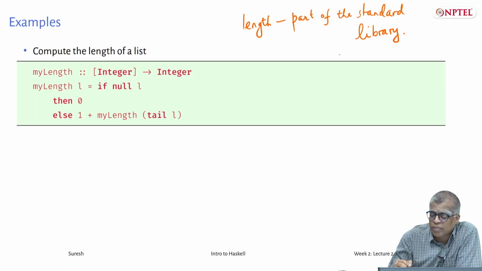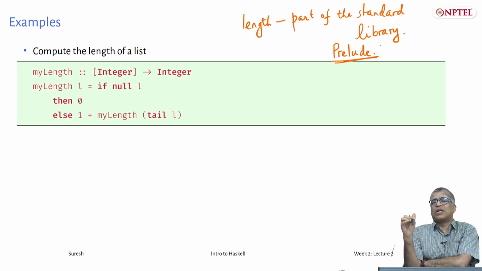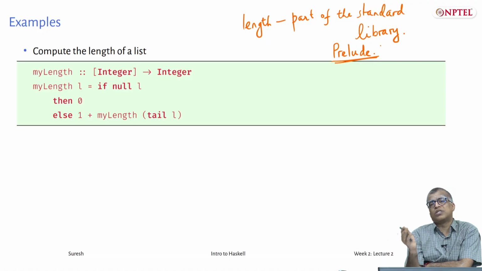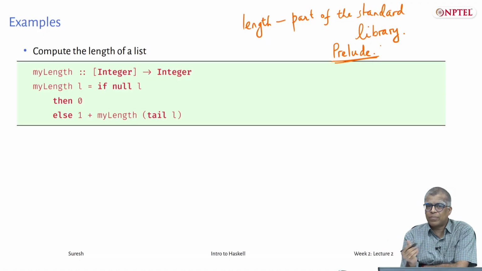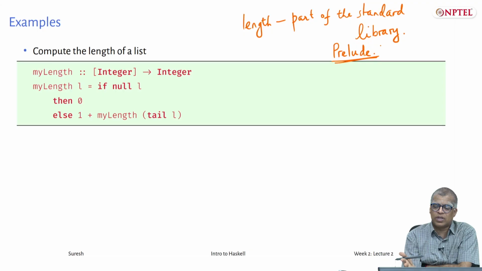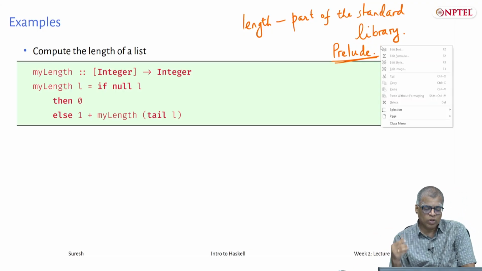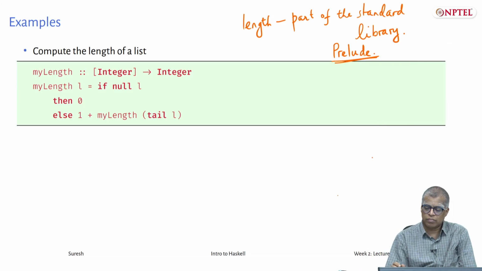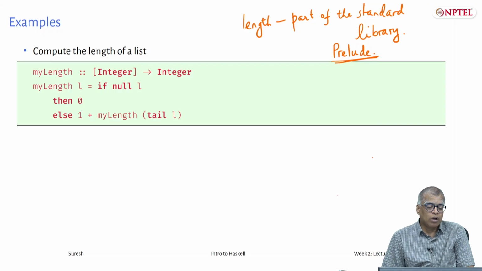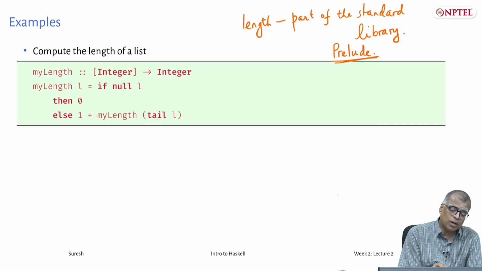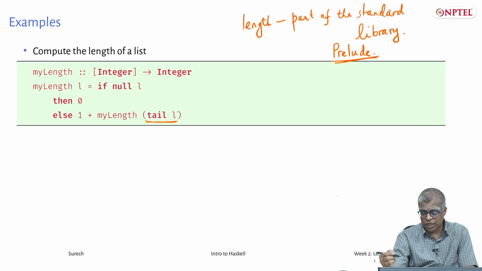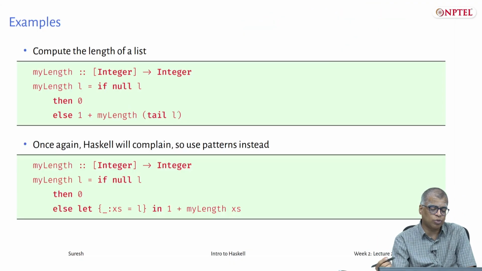By the way, here is another name that you might encounter instead of standard library, that is called Prelude. Prelude just means that it's the set of libraries that Haskell loads by default inside GHCI, or when you compile using GHC, these things are available automatically to you. Once again there is a problem because you are using tail of L and GHCI won't compile this program without complaining. So you have to use this.